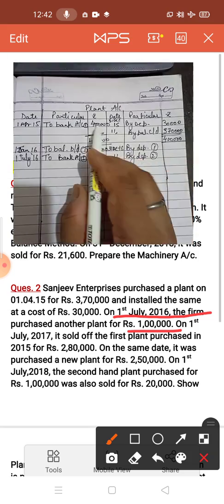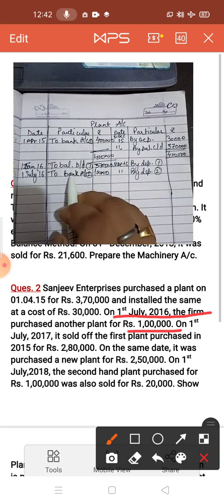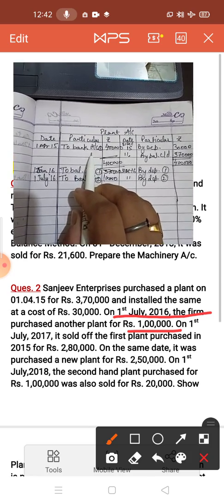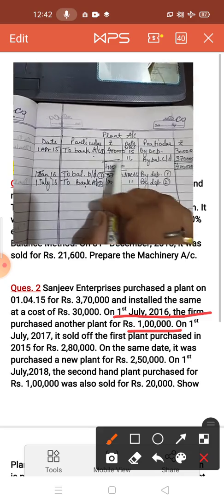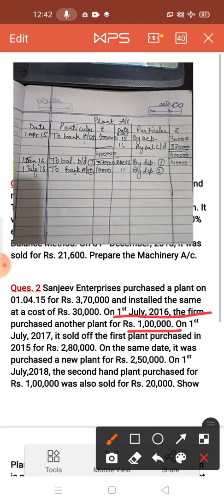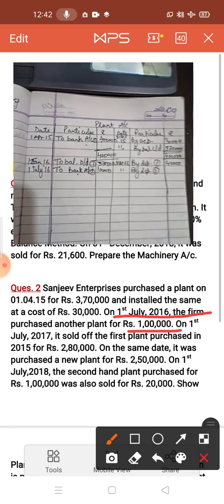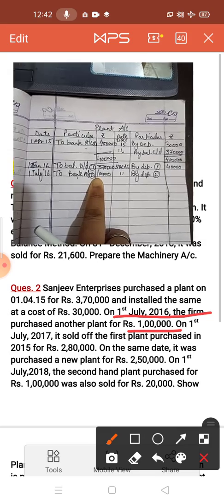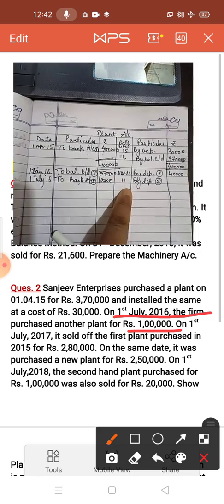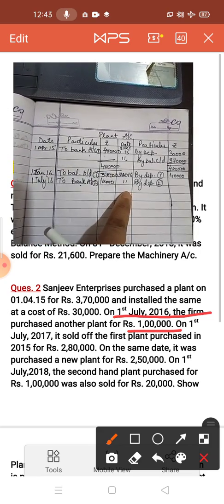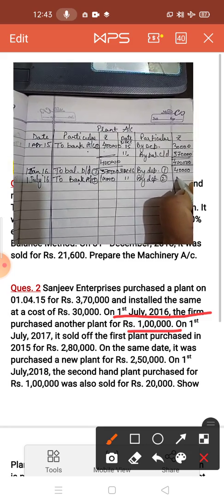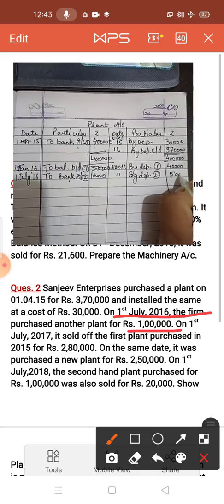So first plant original cost is 4 lakh and now this second year we have to charge the depreciation on the first plant full year. Okay, so 4 lakh into 10%, it is 40,000, and on the second plant of rupees 1 lakh we have to charge the depreciation for 6 months, because July up to December. So July to December, for 6 months you have to charge the depreciation. So on 1 lakh 10% depreciation for 6 months is 5,000.